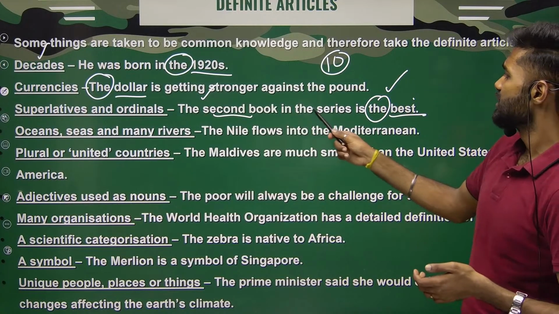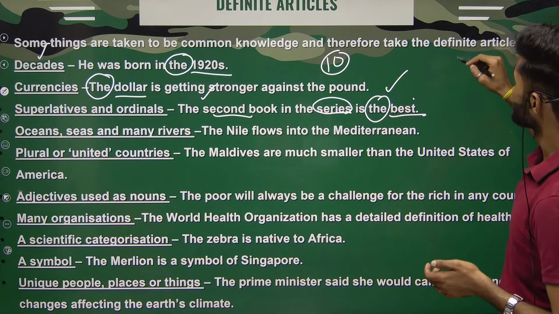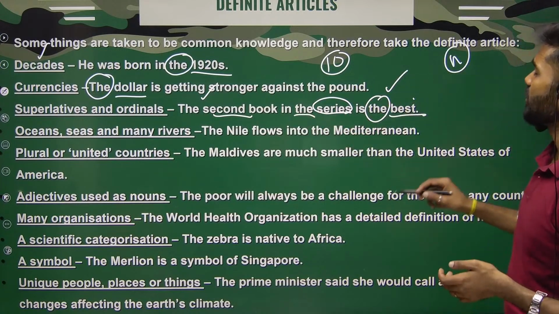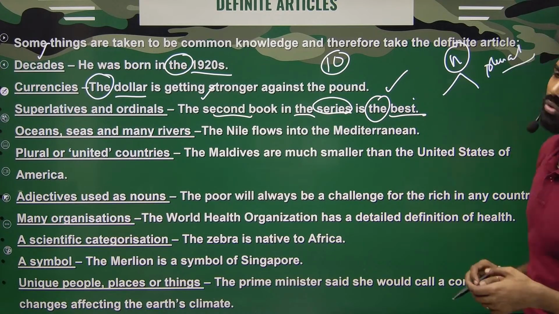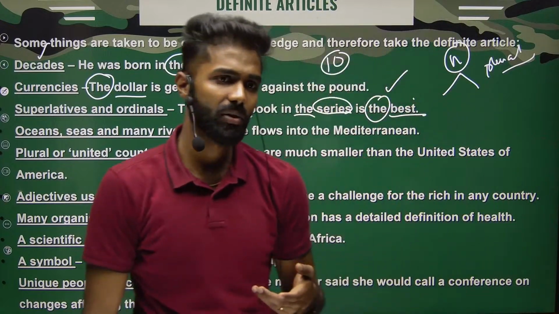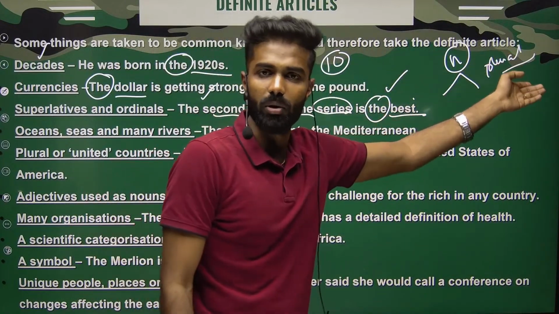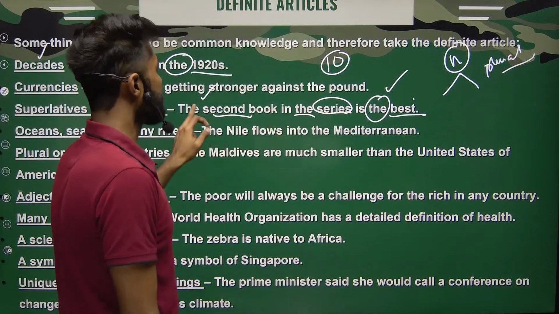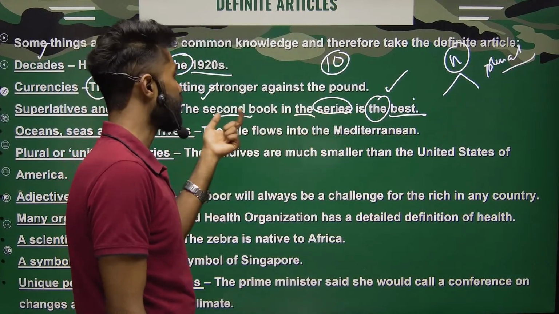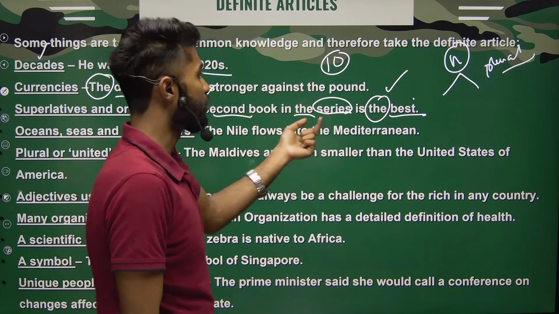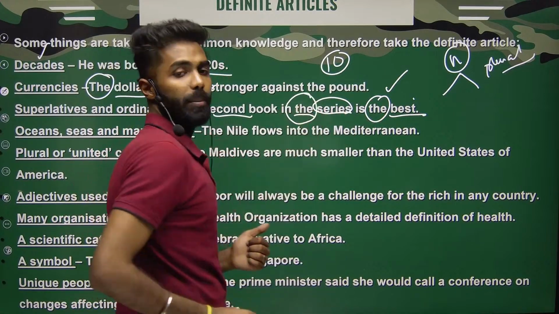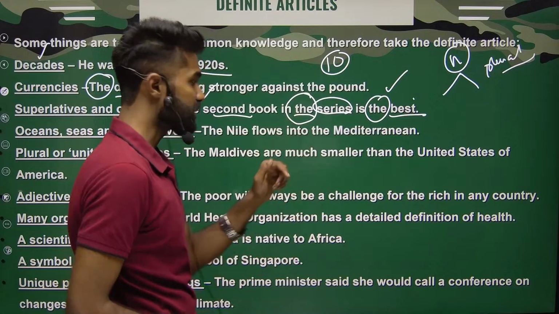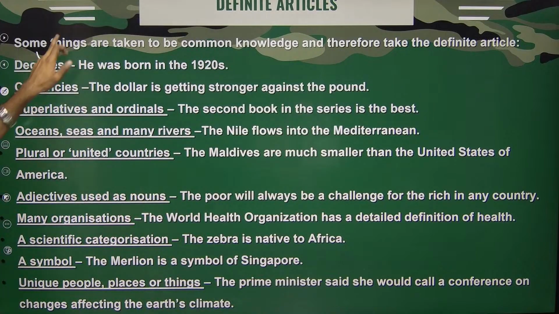Again, I'm using series. Series is a noun. Why am I using "the"? Series is plural, a group of episodes. But it is definite, right? The second book in the series. So I'm talking about a particular thing in the series. Also, I'm mentioning overall it is the best in the series. So I'm talking about a particular series. That is why I'm using "the", because it is definite. So for decades, currencies, superlatives, and ordinals, you will use "the".